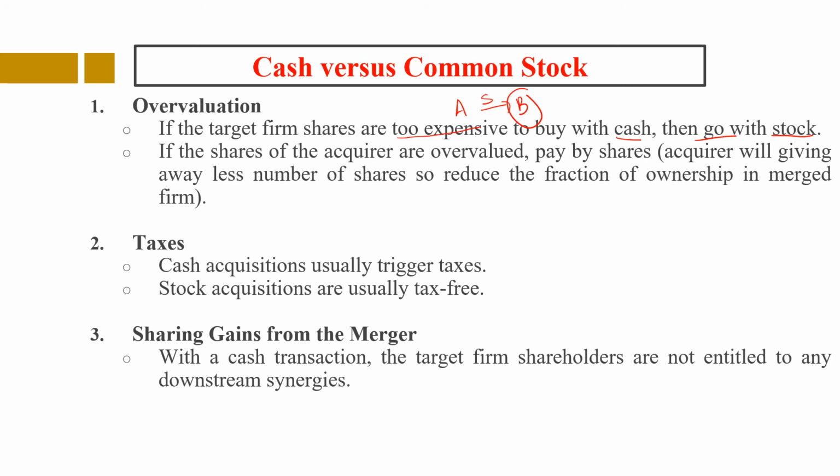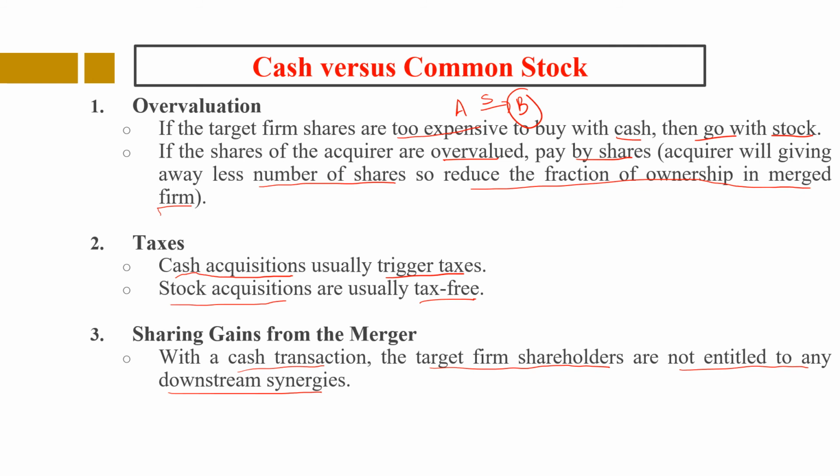If the shares of the acquirer are overvalued, pay by shares, the acquirer will be giving away fewer shares, so it reduces the fraction of ownership in the merged firm. For the tax, cash acquisition usually triggers tax, but stock acquisition is usually tax-free. And for sharing gain from the merger with a cash transaction, the target firm's shareholders are not entitled to any downstream synergies. So this is to show you which one is better.